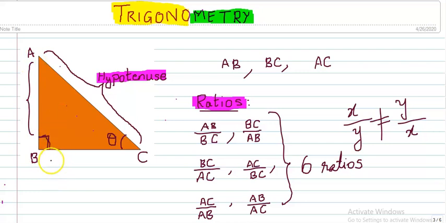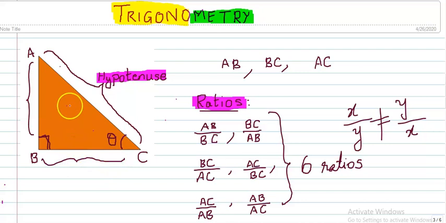And what is the side adjacent to theta? Adjacent means the one which is beside that. In your class, the person sitting on the same bench along with you is going to be adjacent to you, right? So beside that. So what is the side adjacent to theta? BC will be the side adjacent to theta.